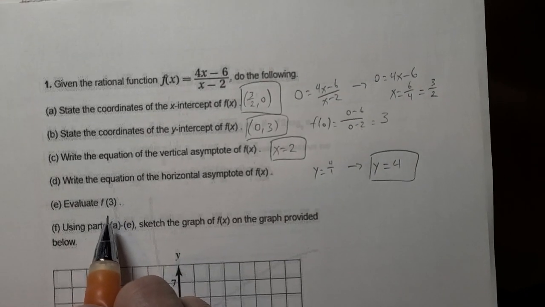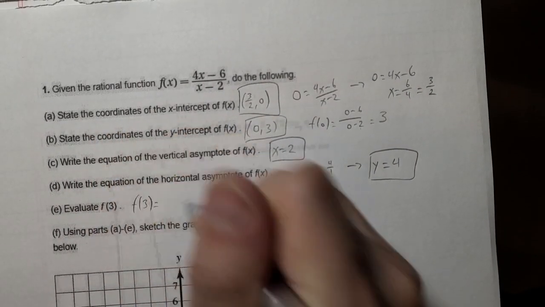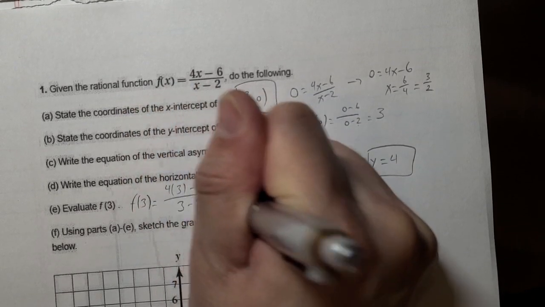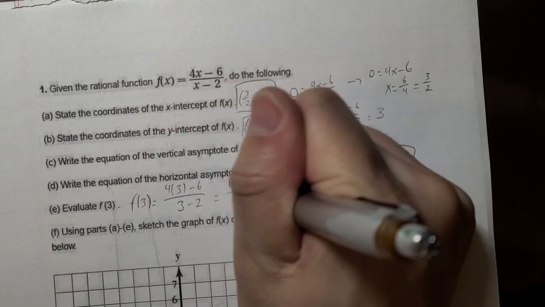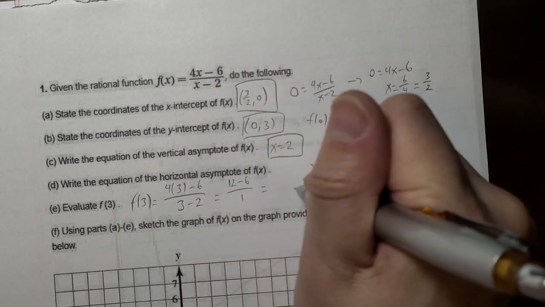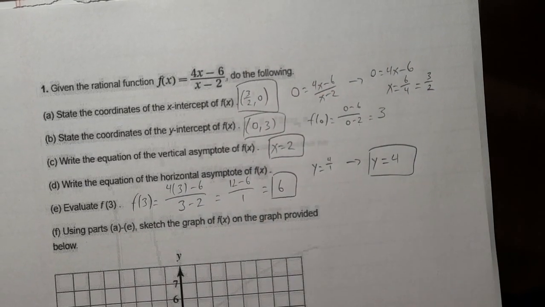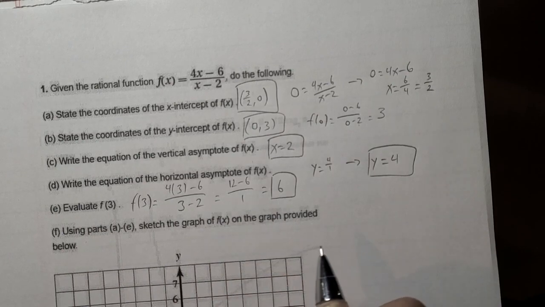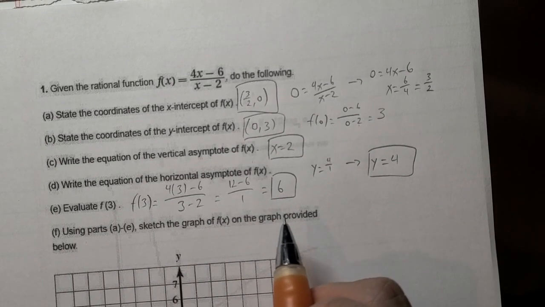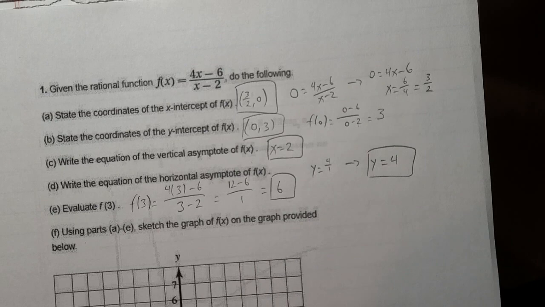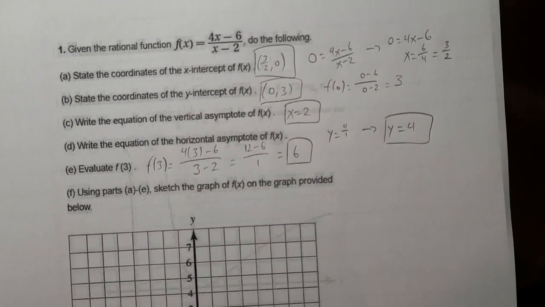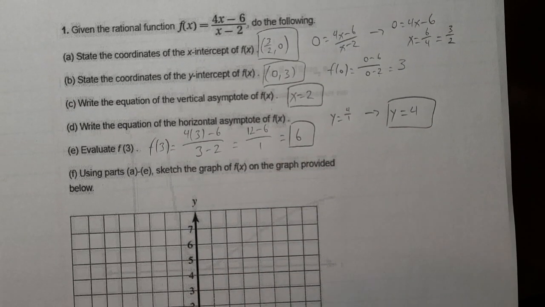Evaluate f of 3. F of 3, to show our work, will be 4 times 3 minus 6 over 3 minus 2, which is 12 minus 6 over 1, which is equal to 6. Okay, so they ask us to evaluate that. That's equal to 6. On the website, they say that you probably should put 3 comma 6. I don't quite agree with that. They ask you to evaluate. This is the evaluation. So I would think that's correct. I would give the points if I were the grader.